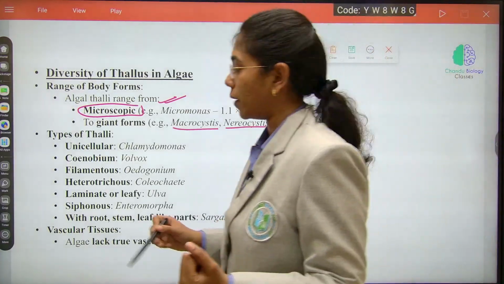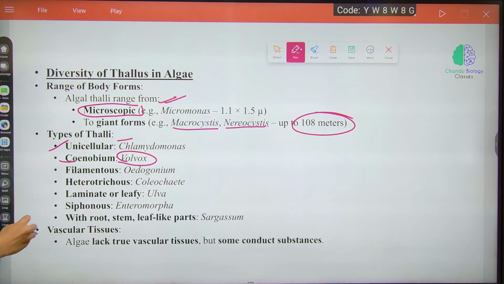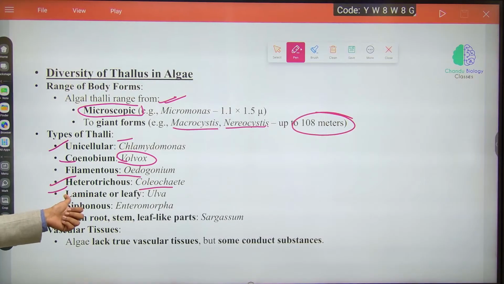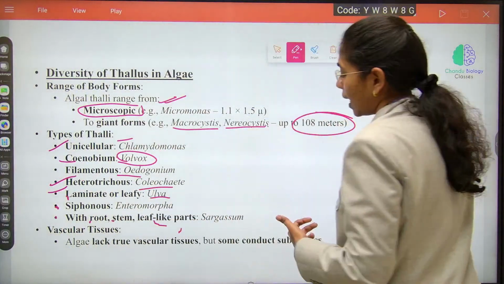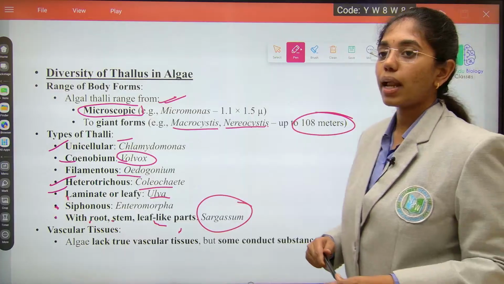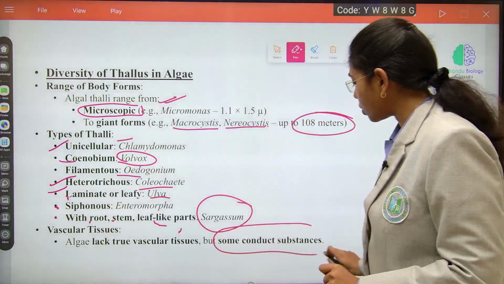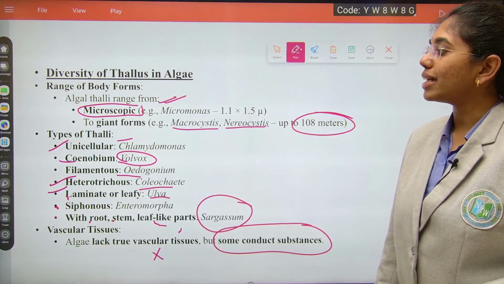Types of thallus: we have unicellular thallus like Chlamydomonas, coenobium like Volvox, filamentous like Oedogonium, heterotrichous like Chaetophora, and laminate or leafy forms like Ulva, tubular forms like Enteromorpha, and those algae which have root, stem and leaf like parts, like brown algae; the example is Sargassum. Clear? Next, vascular tissues. Algae lack true vascular tissues, but some conducting substances will be present, but there are no true vascular tissues like xylem and phloem. Clear? This is the diversity of thallus.